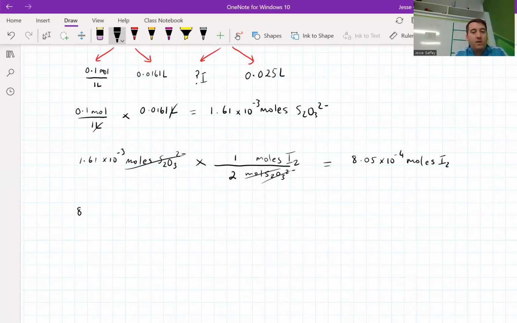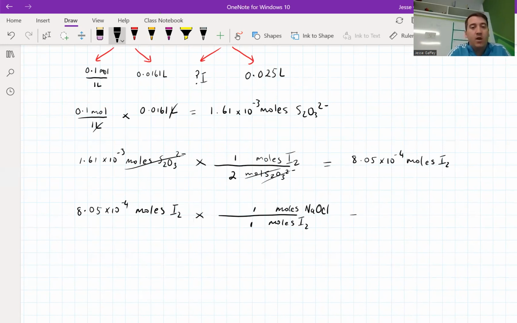Okay, so this many moles, 8.05 times 10 to the minus 4, and that's moles of I2, times, well, we want to get rid of moles of I2 and find out, well, what's the equivalent number of moles of the solution, sodium hypochlorite, NaOCl. Okay, and of course that gives us the OCl minus ions. And the ratio here is 1-to-1. That's what I know from the first equation, remember. 1 I2 for 1 hypochlorite.